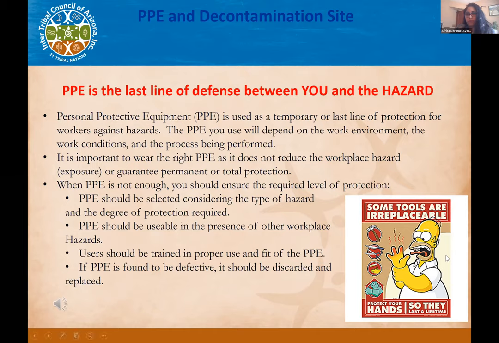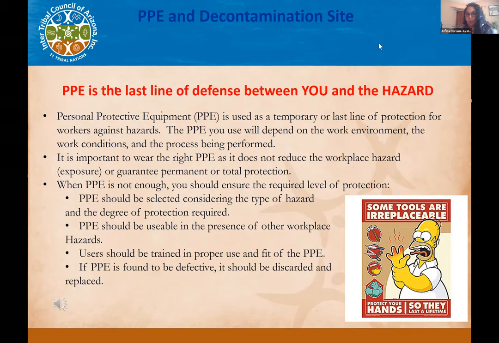When PPE is not enough, you should ensure the required level of protection. One, PPE should be selected considering the type of hazard and the degree of protection required. Two, PPE should be usable in the presence of other workplace hazards. Three, users should be trained in proper use and fit of the PPE.